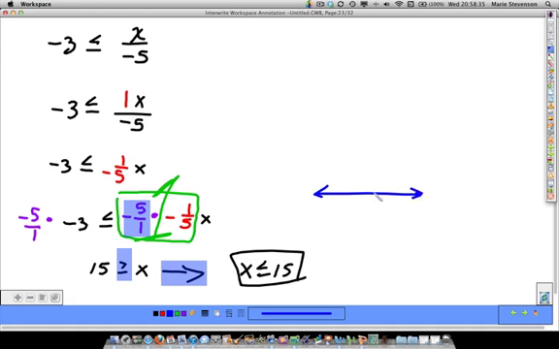So then of course we do our graph. This is going to be closed circle to the left because it's less than or equal to. Okay? Alrighty. Hopefully you have that down. Now, just like last time, I'm going to give you some practice.